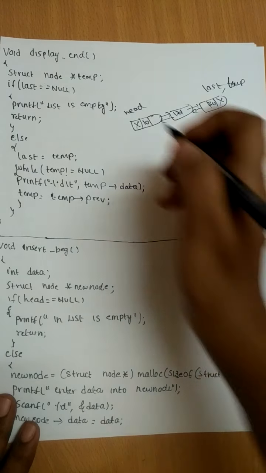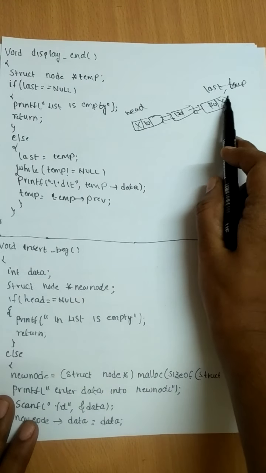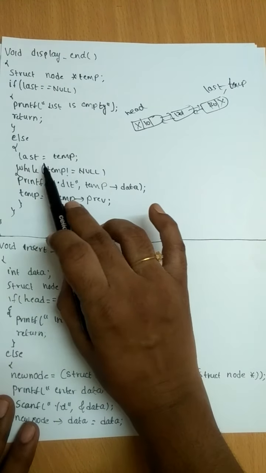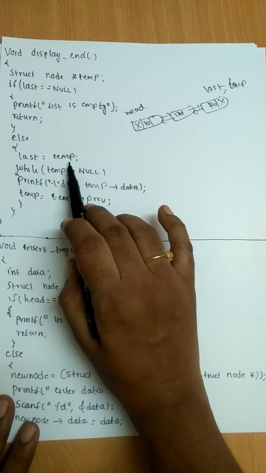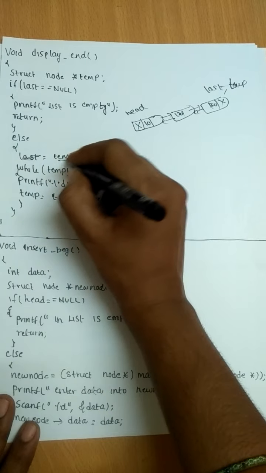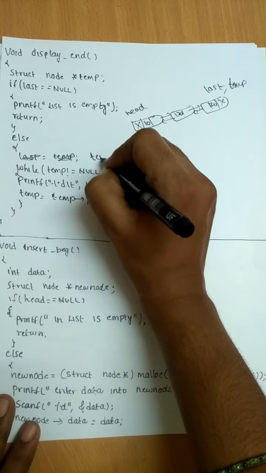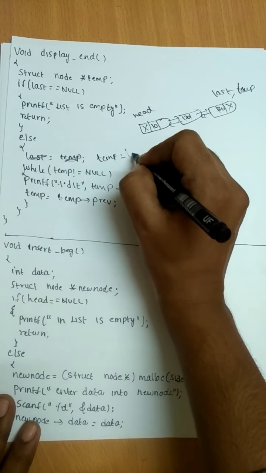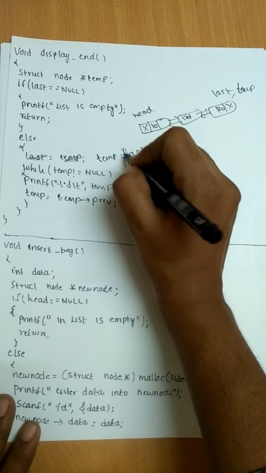So here we are displaying from the end. So what is this step? Last equal to temp. So no, sorry, not last equal to temp. Temp equal to last. We have to assign last address to the temp.